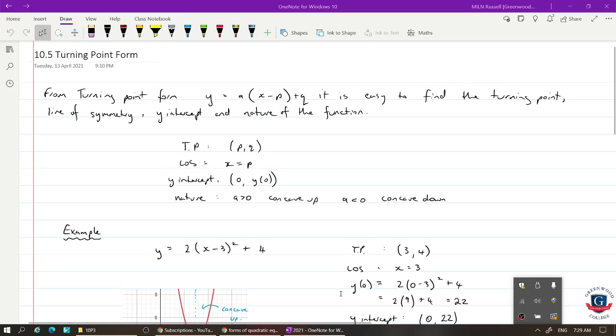I thought we'd have a look at turning point form next. Now, turning point form is an equation in the form y equals (x take p) all squared plus q, and from it it's easy to find the turning point, the line of symmetry, the y-intercept, and the nature of the function.